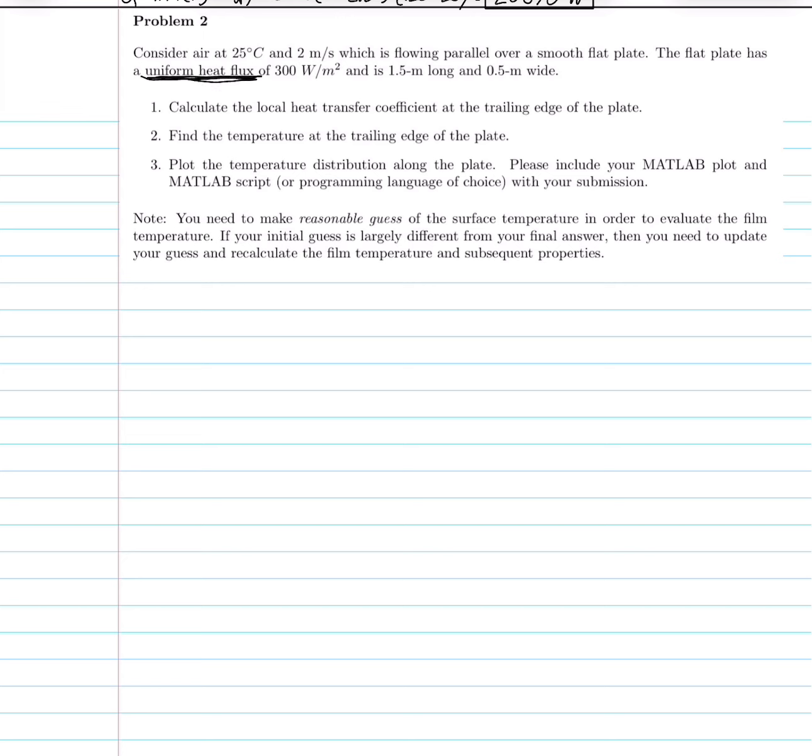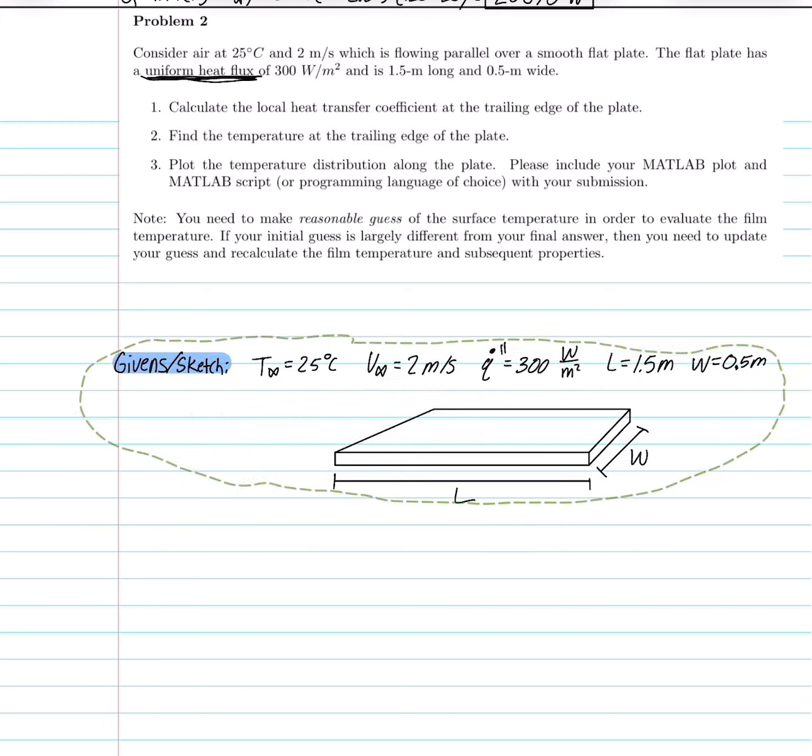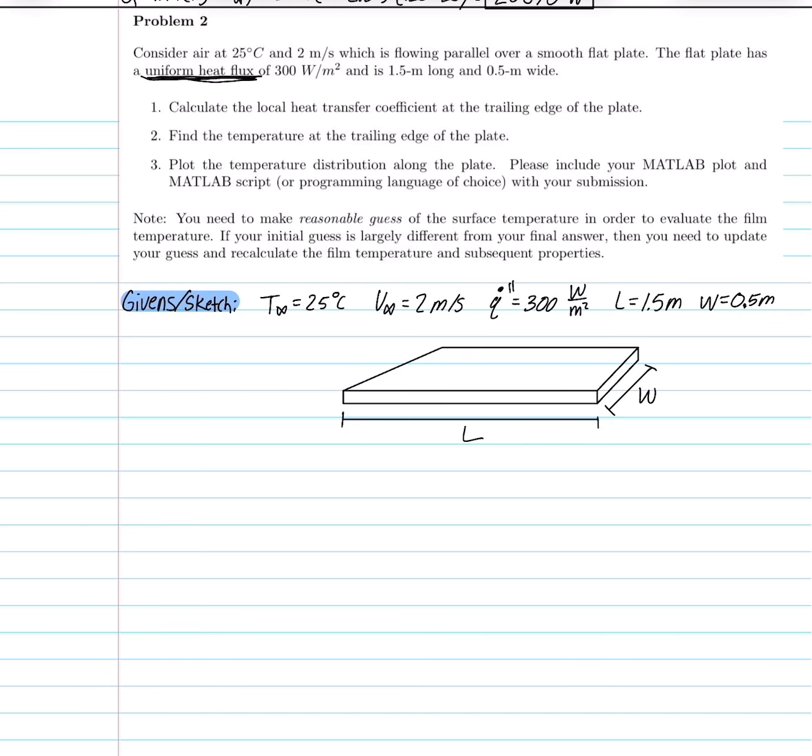Okay, now problem 2, consider air at 25 degrees Celsius. It's flowing parallel over a smooth flat plate with uniform heat flux. So before we had uniform surface temperature, now we have uniform heat flux. So now our equations for Nusselt number will change. It's still forced convection though, so we need to remember that.